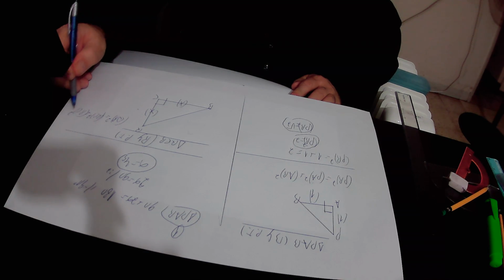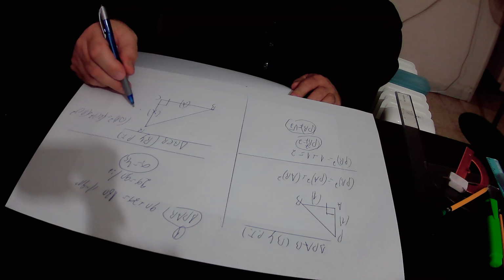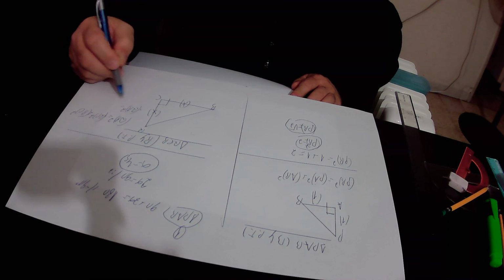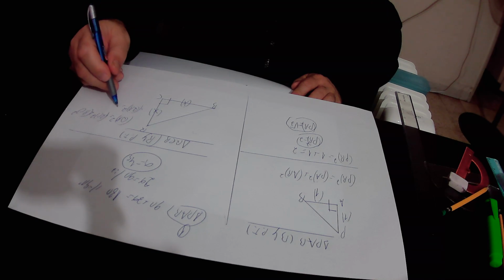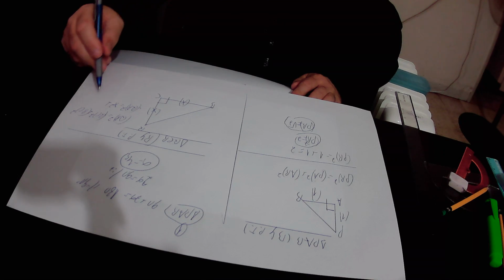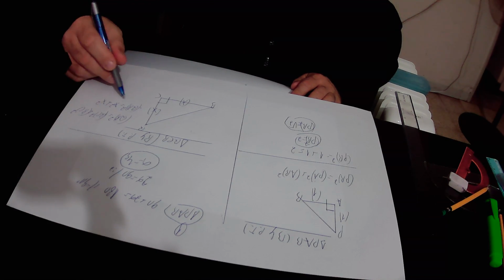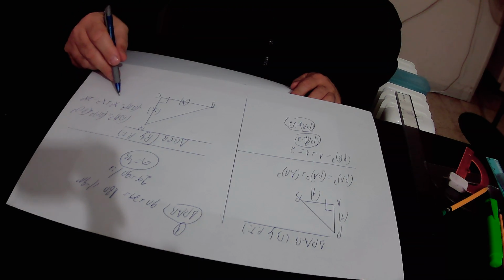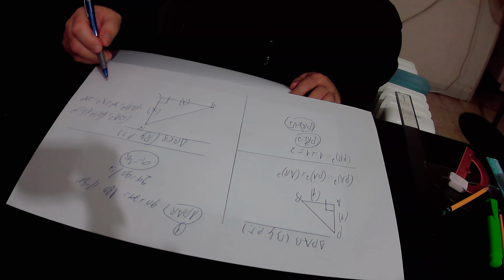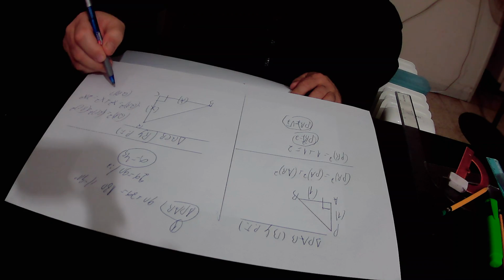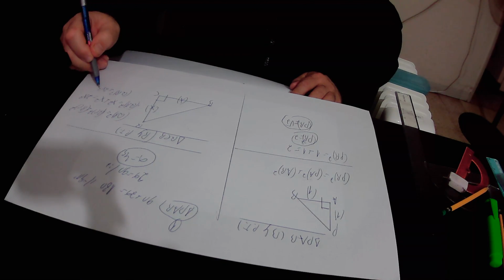So QB squared, that is the square of the hypotenuse, equals QC squared. QC is x, therefore QC squared is x squared, plus BC squared. BC is x, therefore BC squared is x squared. So in total, QB squared equals x squared plus x squared, that is 2x squared.